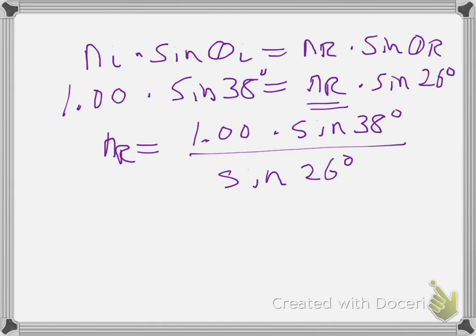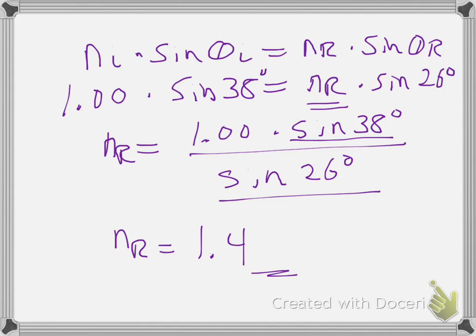So this is following the same format, right? You plug into your calculator sine 38, it's going to give you a decimal. Sine of 26, that's going to give you a decimal. You divide all that, and you're going to end up getting 1.4. Now again, there are no units with that. That's just telling you the ratio of how much bend there is to that light into that second medium.